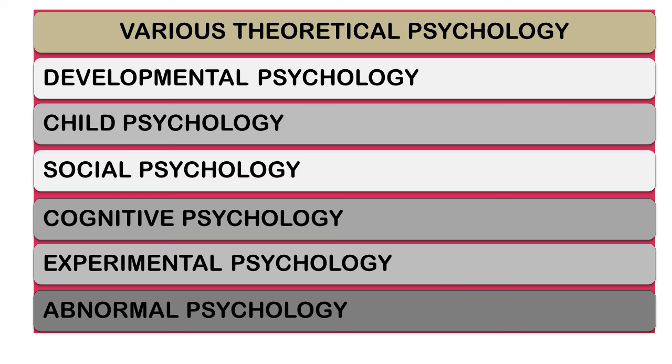Abnormal psychology. Abnormal psychology is a branch of psychology that studies unusual patterns of behavior, emotions and thoughts. A person's thinking or behavior is classified as abnormal if it violates the rules of a particular social group. So, these are the various theoretical branches of psychology that we will be studying.